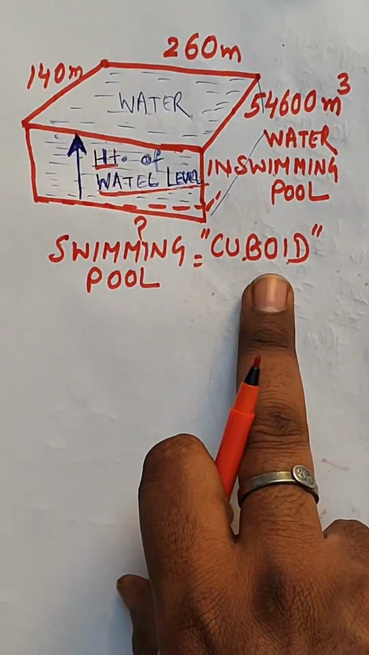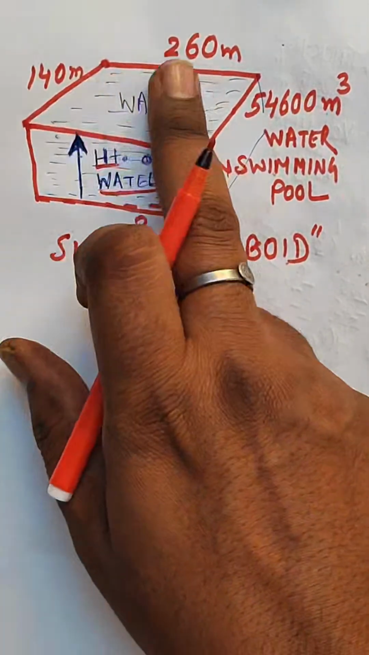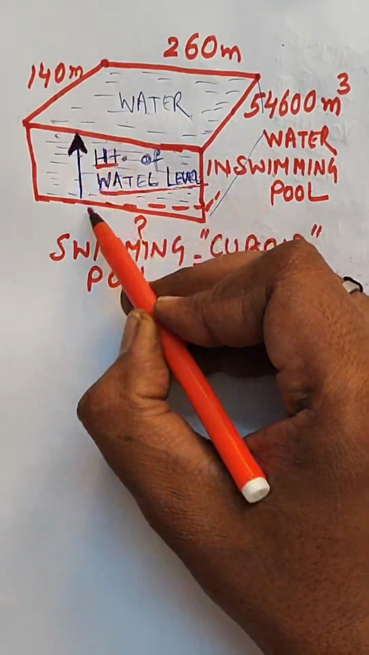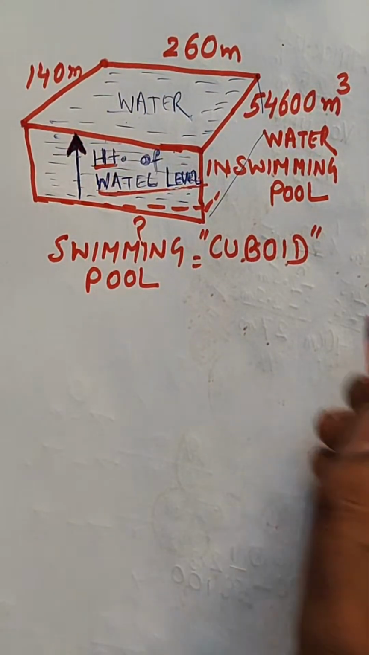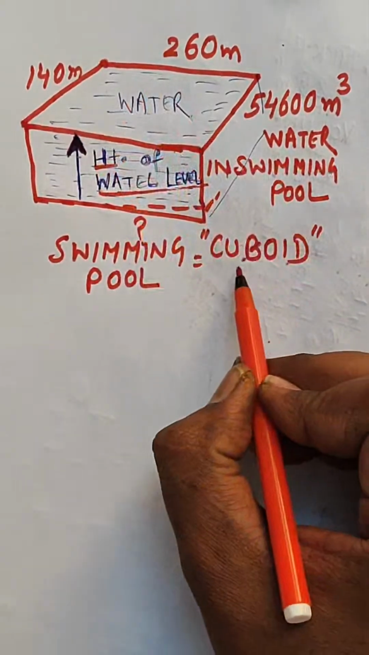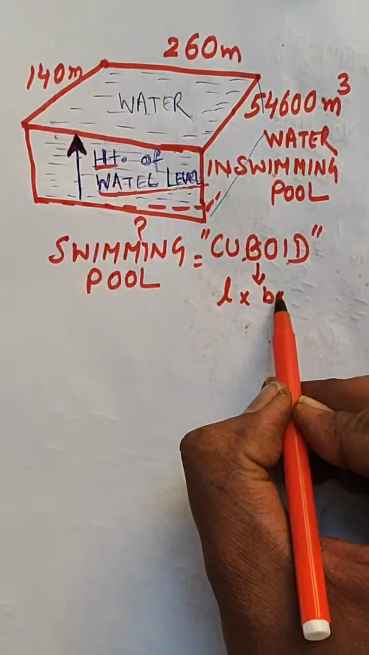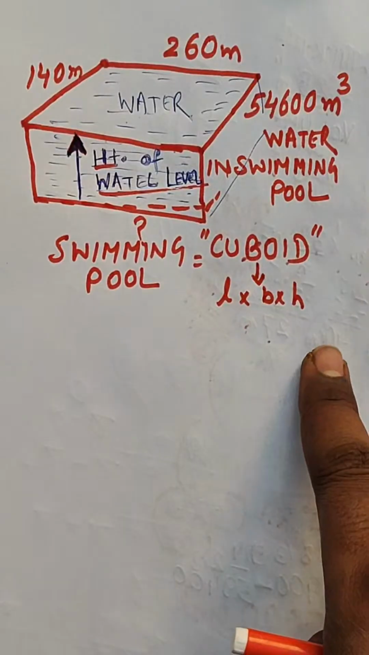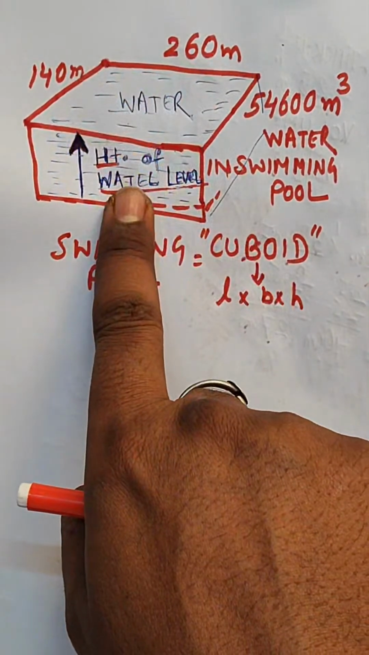So this is a cuboid, right? And the length and breadth are given to you. Then it has been asked what is the height of the water level inside the swimming pool. To calculate the height of the water level, we need to understand the volume, because you know that the volume of any cuboid is L into B into H, isn't it? If you have L and B, can you calculate the H?